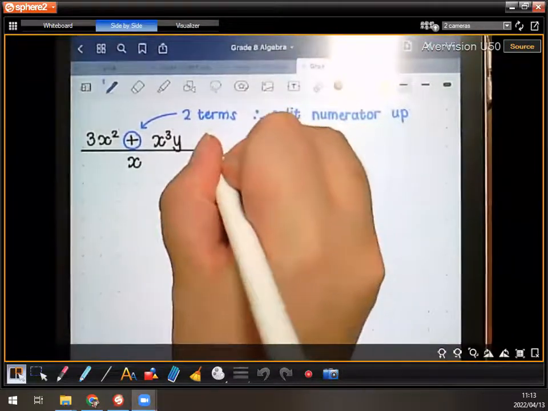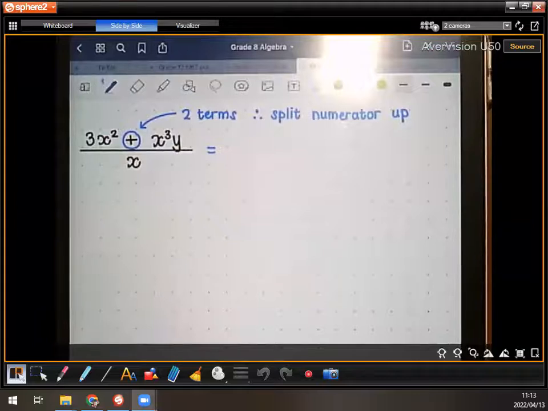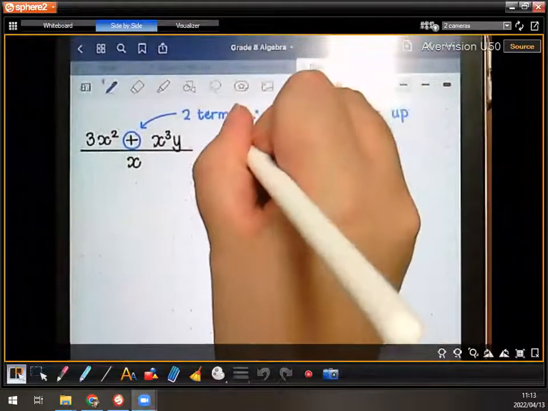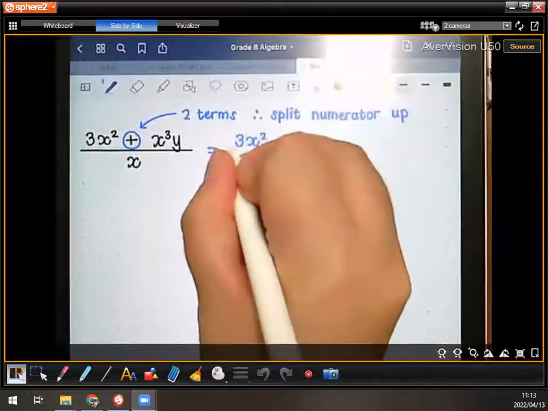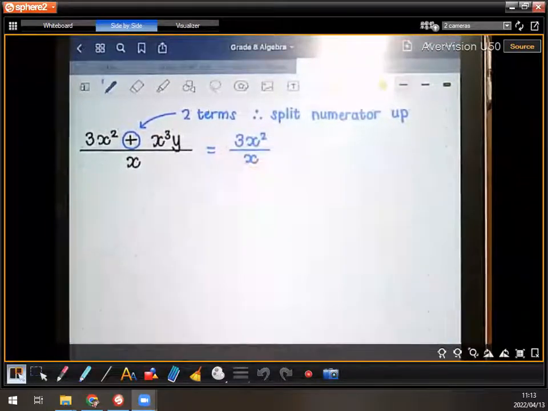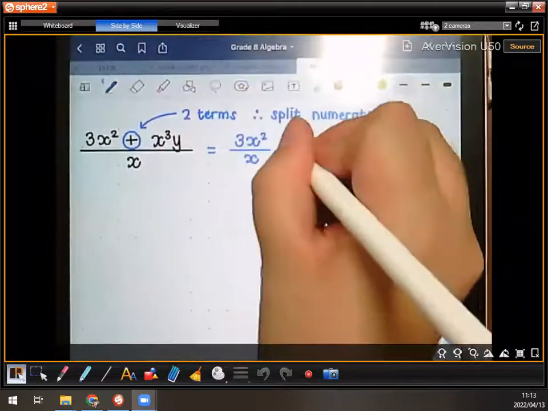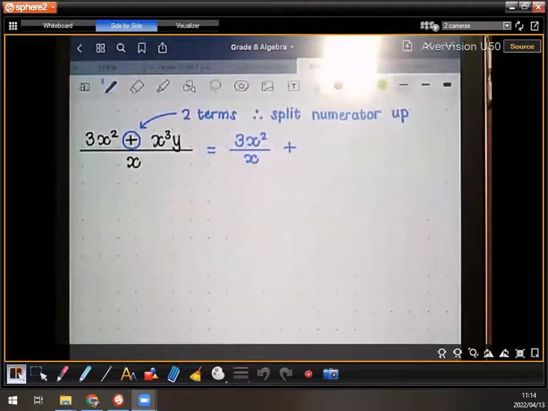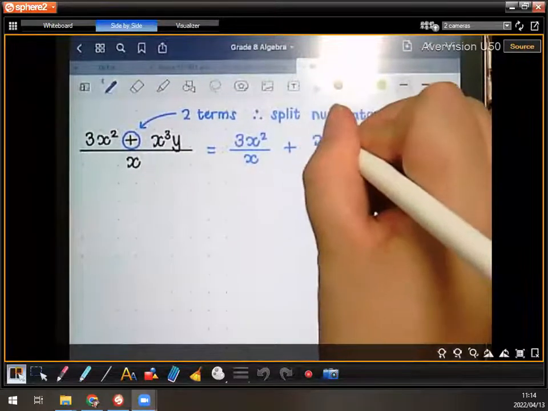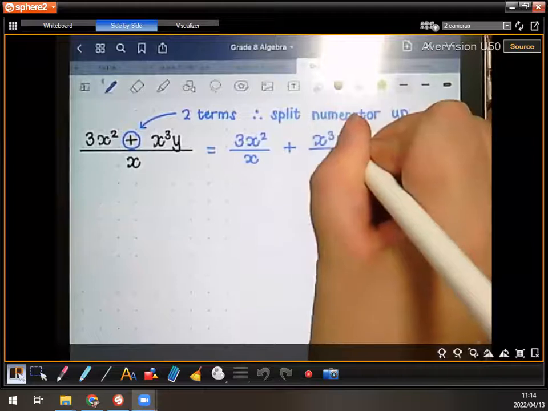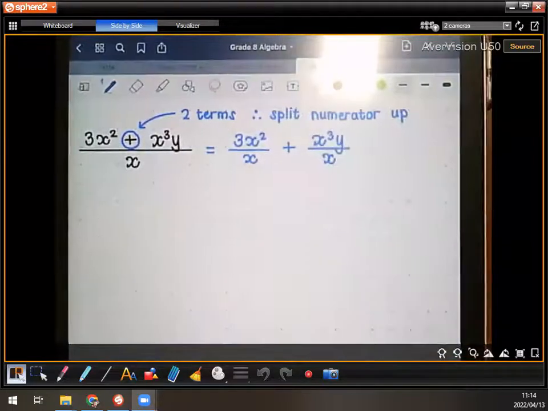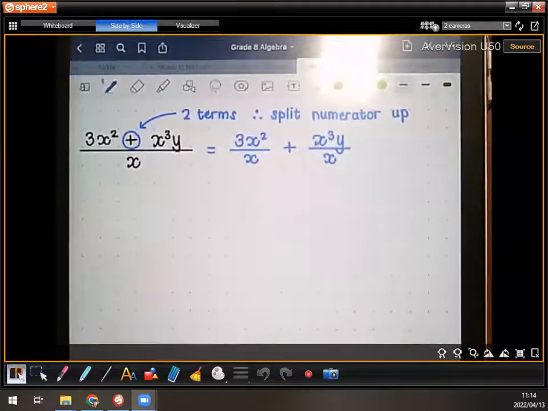And this is what you are always going to do for these types of examples, guys. You are going to take each term in the numerator and write them over that denominator. So I'm going to take 3x squared over x plus x cubed y over x. So I'm taking one fraction and I'm splitting it up into two separate fractions.